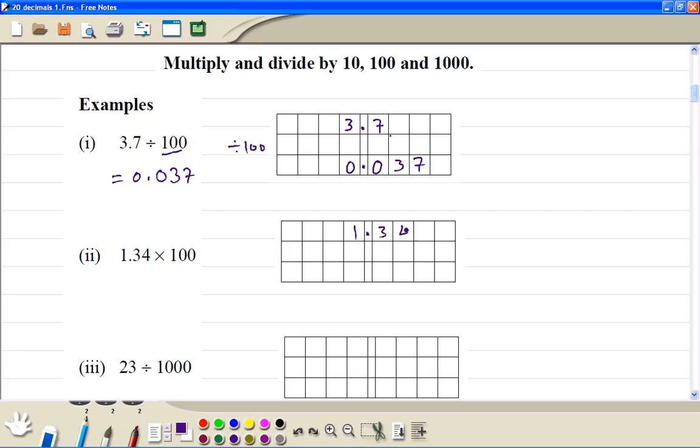Here we have 1.34. Now this time we're multiplying by 100. So then the digits are going to move to the left 2 places because 100. So this 1 would move 1, 2 places here, then it's 3, then 4. Then it's the decimal. You can fill this blank gap by just putting 0. So the answer to this question is 134.